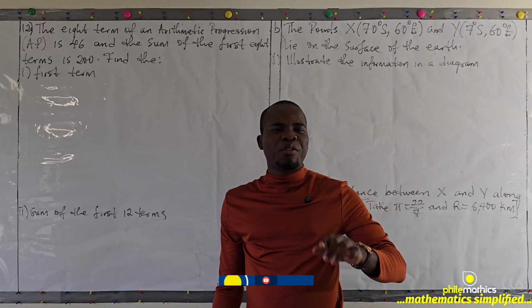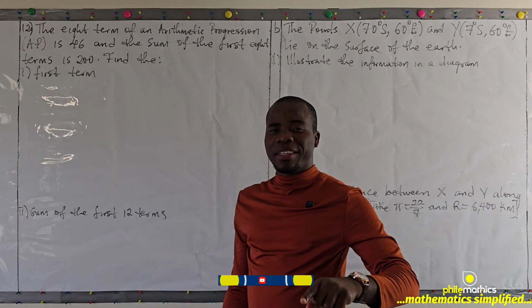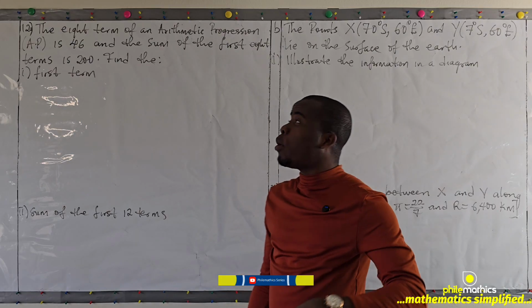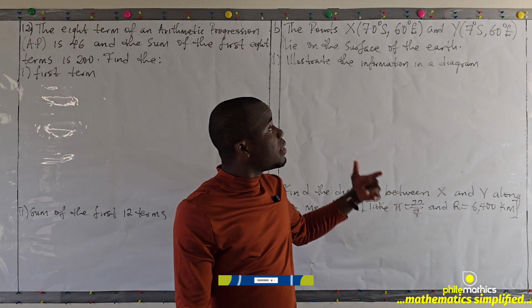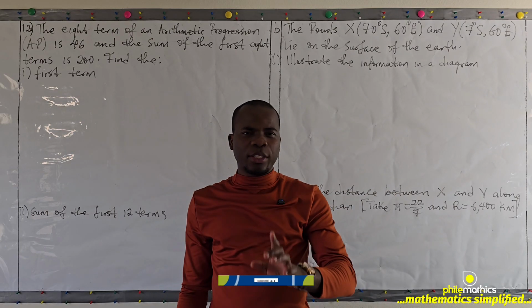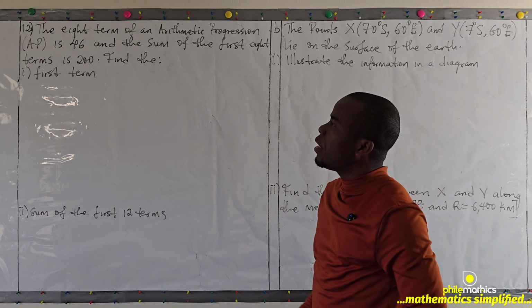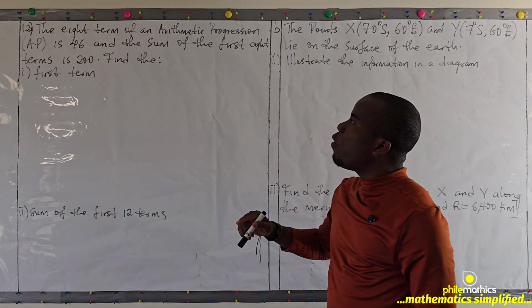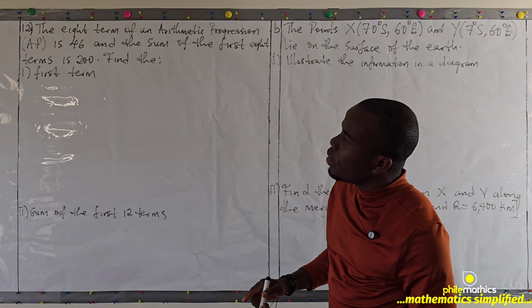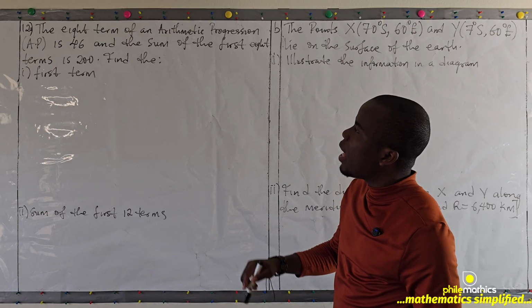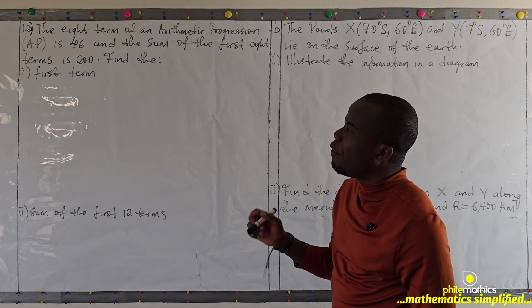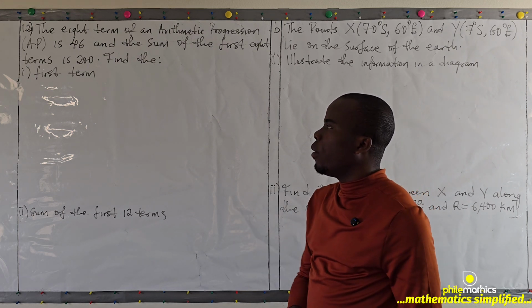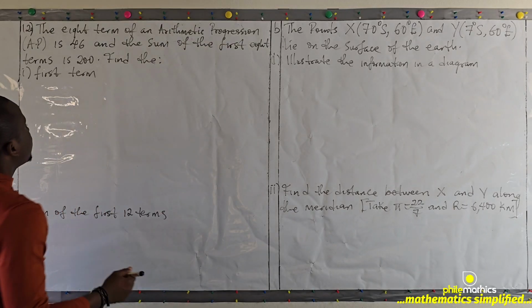The 12th problem of WAEC 2025 mathematics theory is a problem on arithmetic progression and longitude and latitude. Let's look at what it says. The 8th term of an AP is 46, and the sum of the first 8 terms is 200. Find the first term. Okay, let's see.